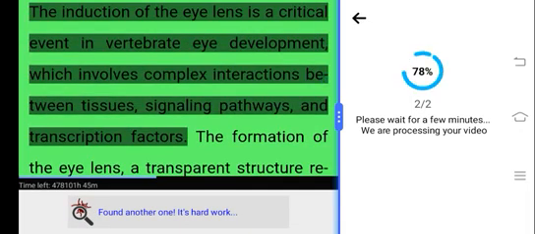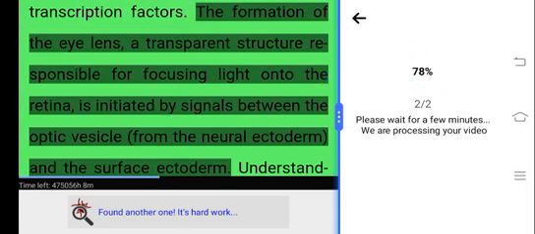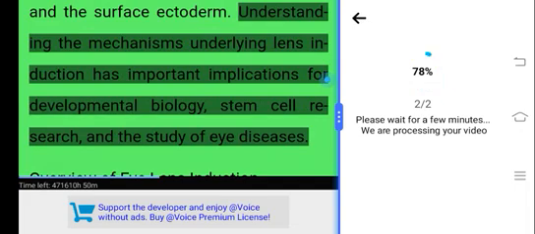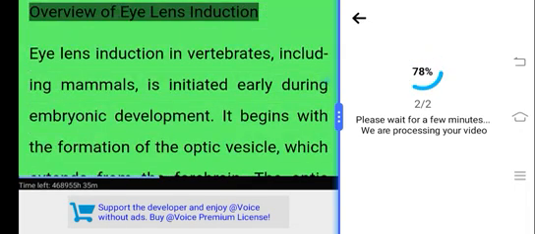The induction of the lens is a critical event in vertebrate eye development, which involves complex interactions between tissues, signaling pathways, and transcription factors. The formation of the lens, a transparent structure responsible for focusing light onto the retina, is initiated by signals between the optic vesicle from the neural ectoderm and the surface ectoderm. Understanding the mechanisms underlying lens induction has important implications for developmental biology, stem cell research, and the study of eye diseases.